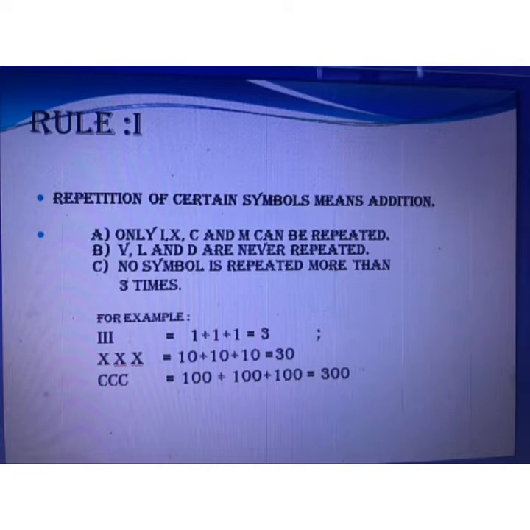For example, how do you write this? I represents 1, so 1 plus 1 plus 1, so 3. Repetition of a certain symbol means addition. Here I is repeating 3 times. I represents the value of 1, so 1 plus 1 plus 1, you get 3. Now X represents 10. 10 plus 10 plus 10, so you get 30. Now C represents 100, so 100 plus 100 plus 100, 300. Have you understood, children?